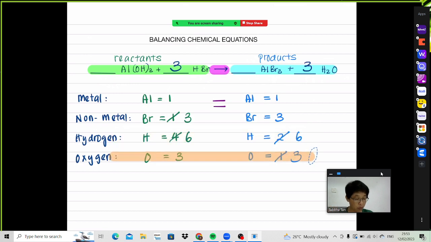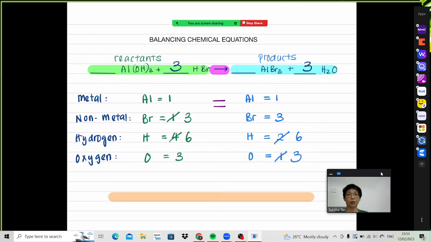Then let's go and double check our oxygen. You got how many pieces here? 3 times 1. You got 3 pieces. And on this side, 3 times 1. You got 3 pieces. Yes, confirm. It is successfully done.